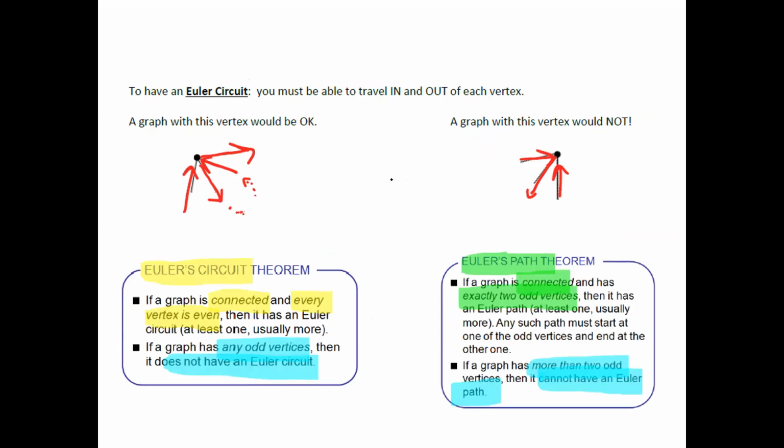All right, to have an Euler circuit, you must be able to travel in and out of each vertex. A graph of this vertex will be okay because you're able to travel in and out. A graph of this vertex would not be okay.